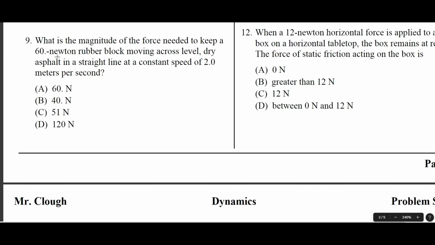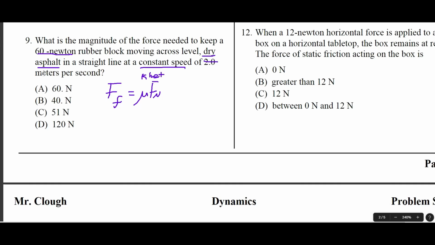All right. This requires you to look on the reference table for what dry asphalt is, what the coefficient of friction for that is. We're going to use Ff equals mu Fn. Because of the fact that it's moving at a constant speed, that means we're going to be using kinetic in this case, which I don't know the coefficient off the top of my head. We have the normal force, so that's the answer here.